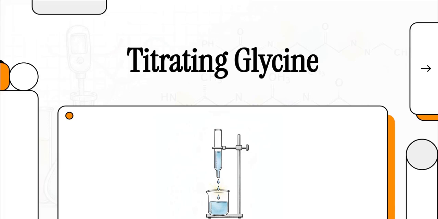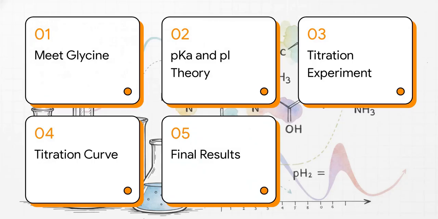Welcome to this explainer. Today, we're going to unlock the electrical mysteries of the simplest amino acid in existence, glycine. If you've ever found yourself wondering how biological molecules actually manage their electrical charges to survive in totally different environments, well, you're in exactly the right place. We are going to look really closely at how glycine behaves under pressure, specifically how it reacts to changing pH levels. Our agenda today covers 5 quick stops.